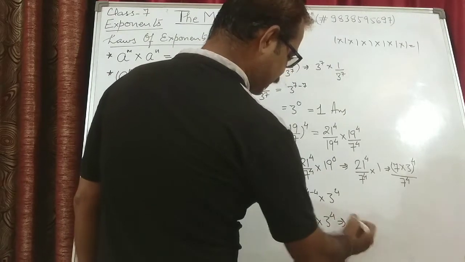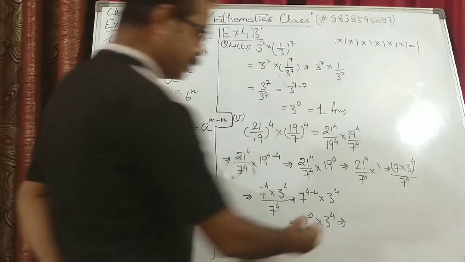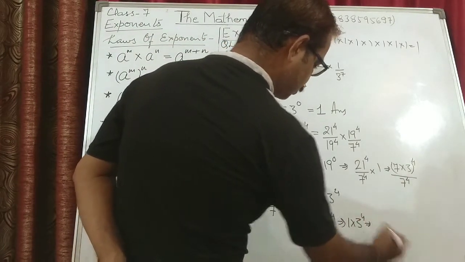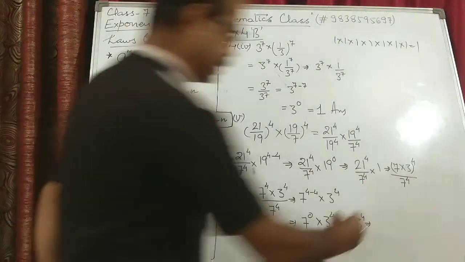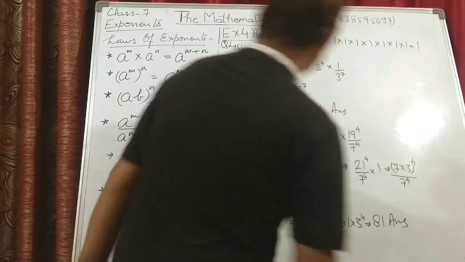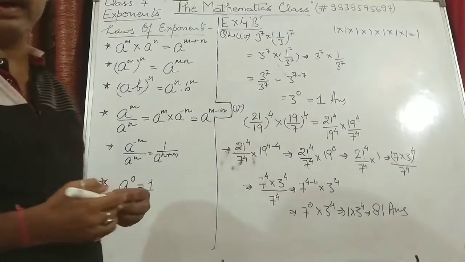7 to the power 0 is 1, or anything to the power 0 is 1. So 1 into 3 to the power 4. Now 3 3s are 9, 3 9s are 27, 3 27s are 81. So the final value is 81. That is the final answer. Now we move on to the next question.